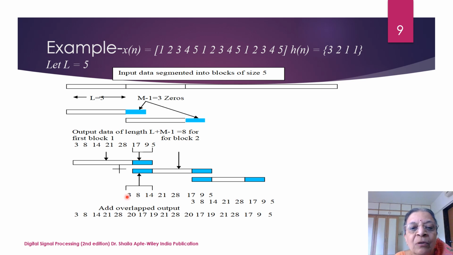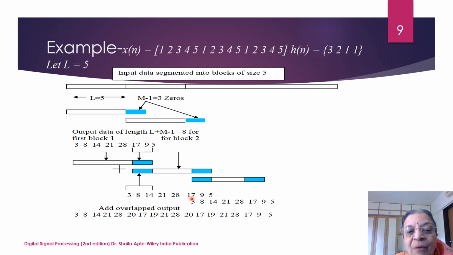For the second block, the result is 3, 8, 14, 21, 28, 17, 9, and 5. In this case, you will find that 17, 9, and 5 overlap with the 3, 8, 14. So here we will add the result: 17 plus 3 is 20, 9 plus 8 is 17, and 5 plus 14 becomes 19.